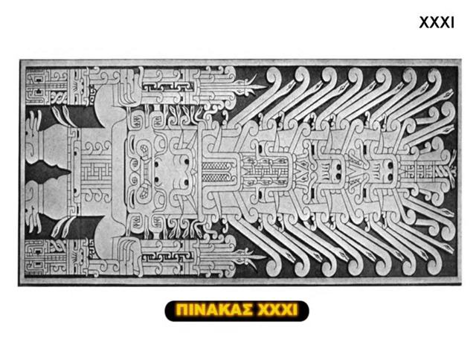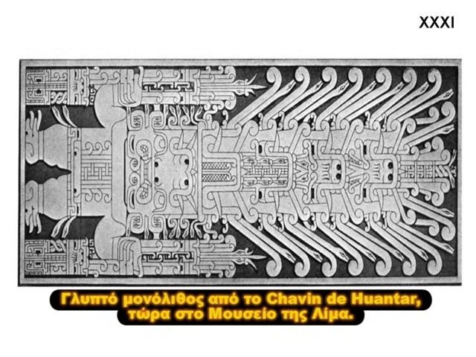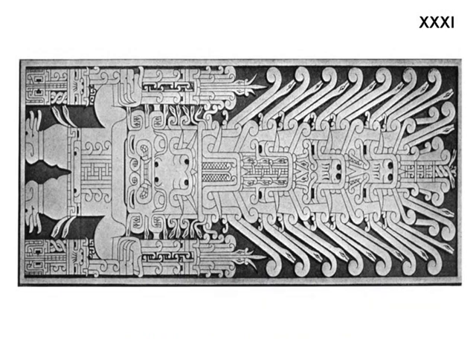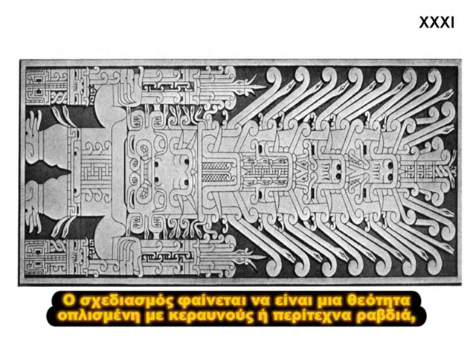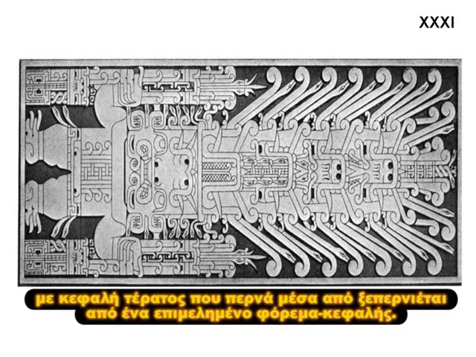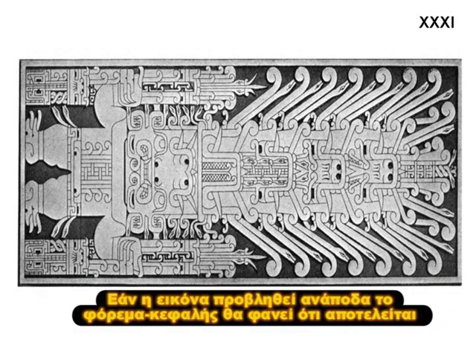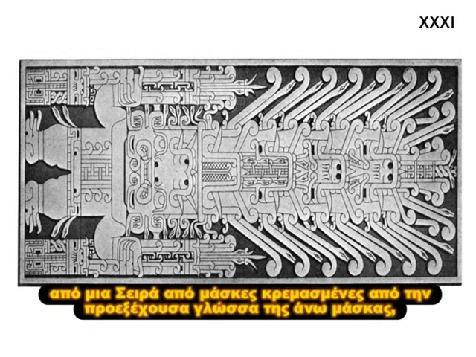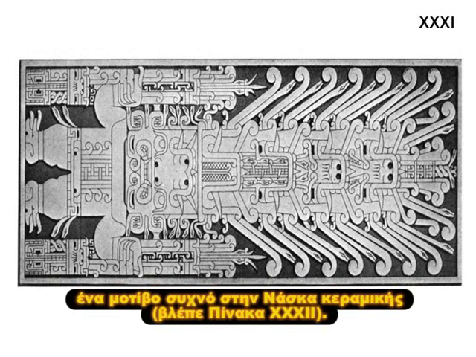Plate 31. Sculptured monolith from Chavin de Huantar, now in the Museum of Lima. The design appears to be a deity armed with thunderbolts or elaborate wands, with a monster head surmounted by an elaborate headdress. If the figure is viewed reversed, the headdress will be seen to consist of a series of masks, each pendant from the protruding tongue of the mask above. A motif frequent in Nazca pottery, see Plate 32.